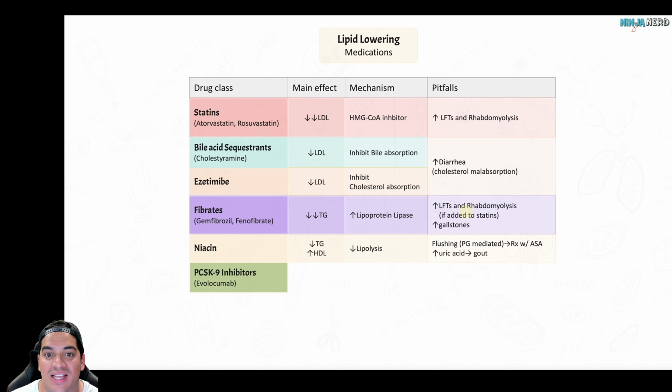The last one is the PCSK9 inhibitors. These are super great drugs and they can drop your LDL like a son of a gun. They work by decreasing the amount of LDL receptors that are endocytosed and broken down. And so if you have more of them present on the cell membrane, you can uptake tons and tons of LDL and drop the LDL really well, but it's just super expensive. So that's one of the pitfalls of this one.